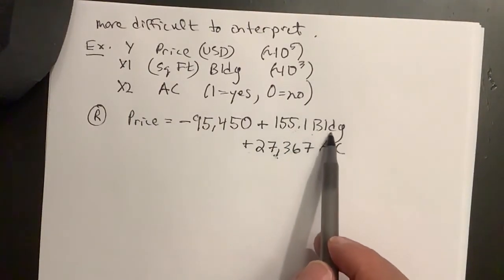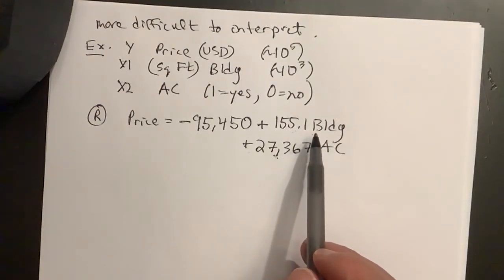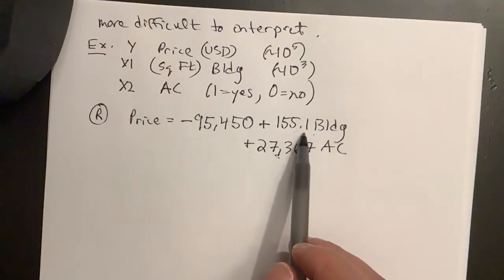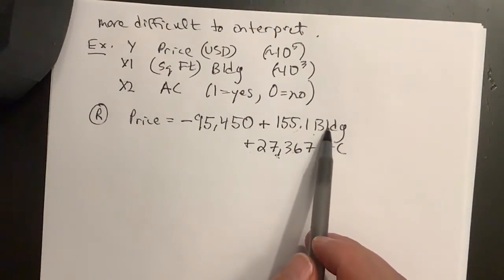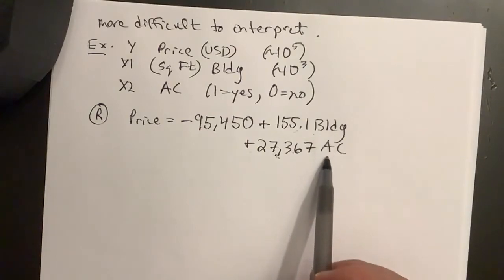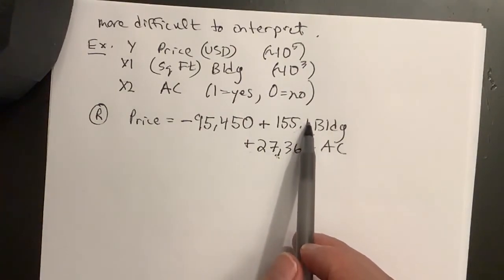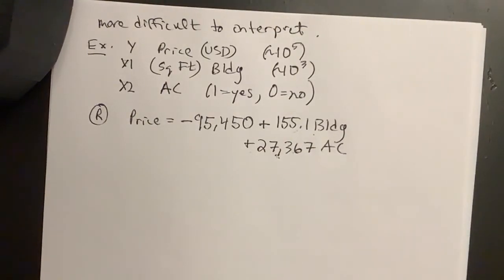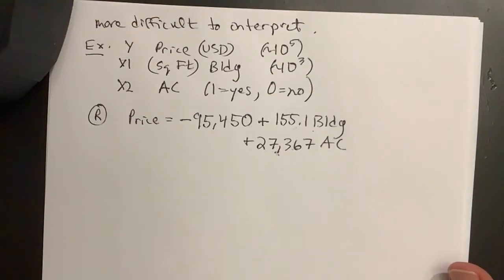And this one says each square foot of the building increases the price by about $155. So then you could compare these two and ask how many square feet are equal to having central air conditioning. I think all you need to do is divide these two coefficients, and you would find roughly about 180 square feet is equal to central air conditioning. But remember, this is only along the fitted line.